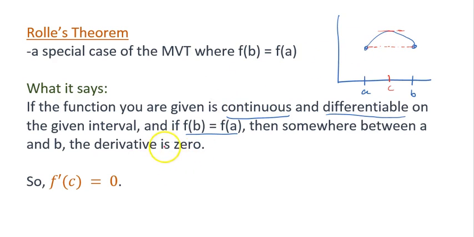You could work the problem out the same way as you work the mean value theorem out, except it's just easier to remember that f of b minus f of a over b minus a is going to be 0 when you do Rolle's theorem. So they just simplified the equation to just setting the derivative equal to 0. But you're still finding the same idea there.